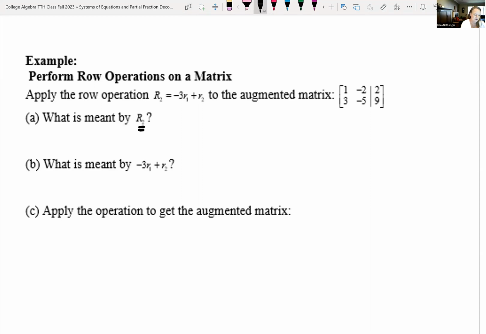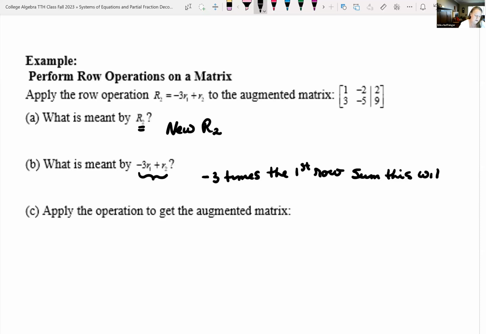So R sub 2, the way they're using their notation, is going to be our new row 2. And we're going to get that new row 2 by looking at negative 3 times the first row. And then we're going to sum this with row 2, that little R sub 2.